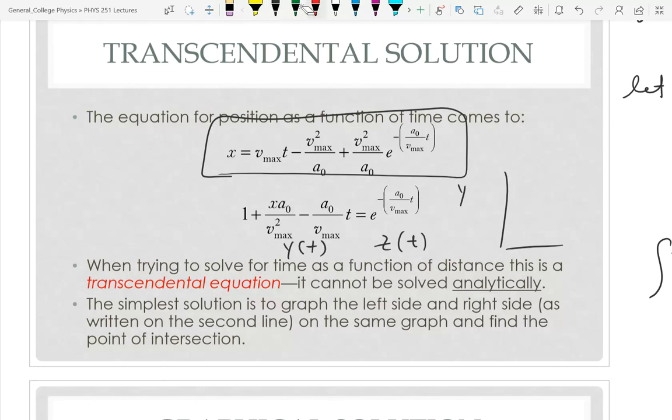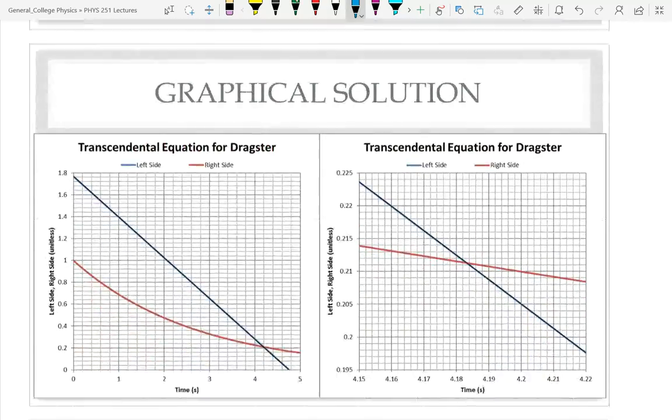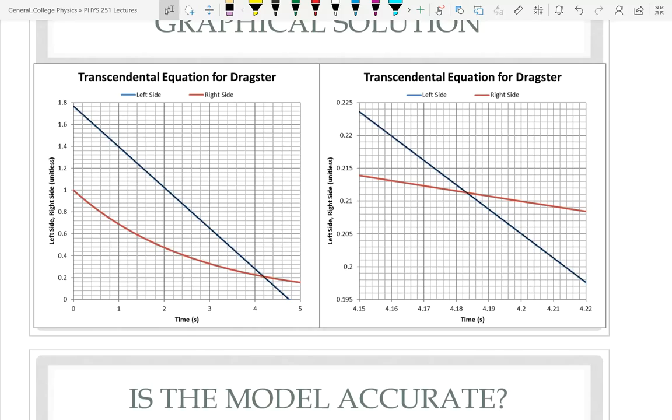So I'll put them in different colors there, and then you put time on this axis, and you find the time when the two lines cross, and that tells you the time when you're going to finish the race in this case. So here's the graphical solution. Here's what it looks like.